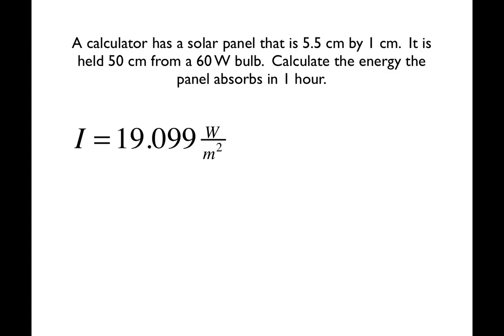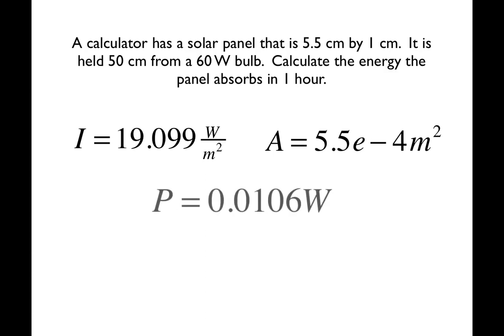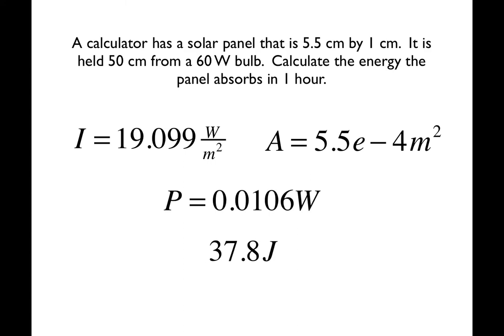Okay, you should get an intensity of about 19 watts per meter squared. You should get an area of about 5.5 e-4 meters squared. That gives you a power of 0.0106 watts, and that gives you an energy in an hour of 37.8 joules.